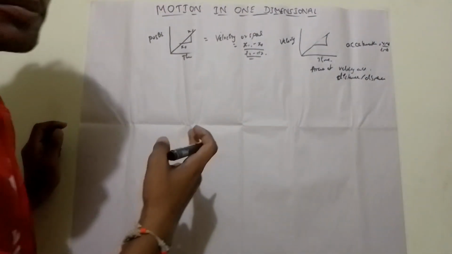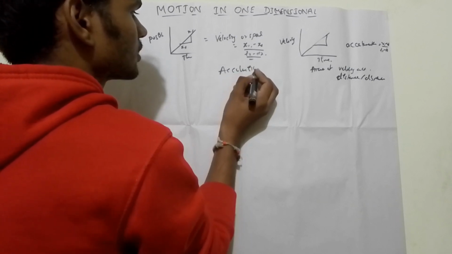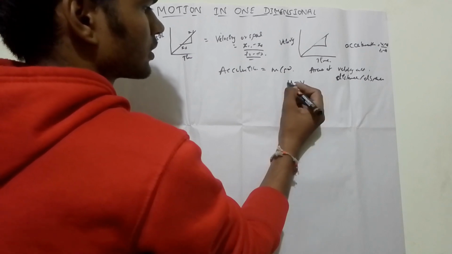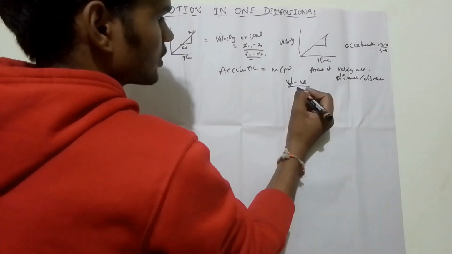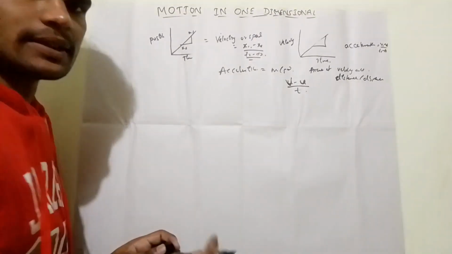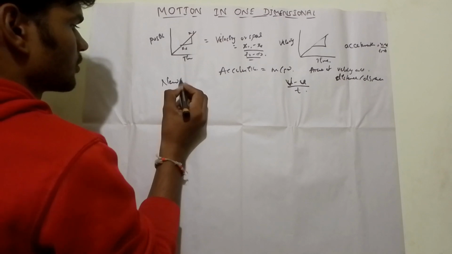This is very important. And acceleration, the SI unit is meter per second square. Very simple one. Next, there are so many Newton's equations.